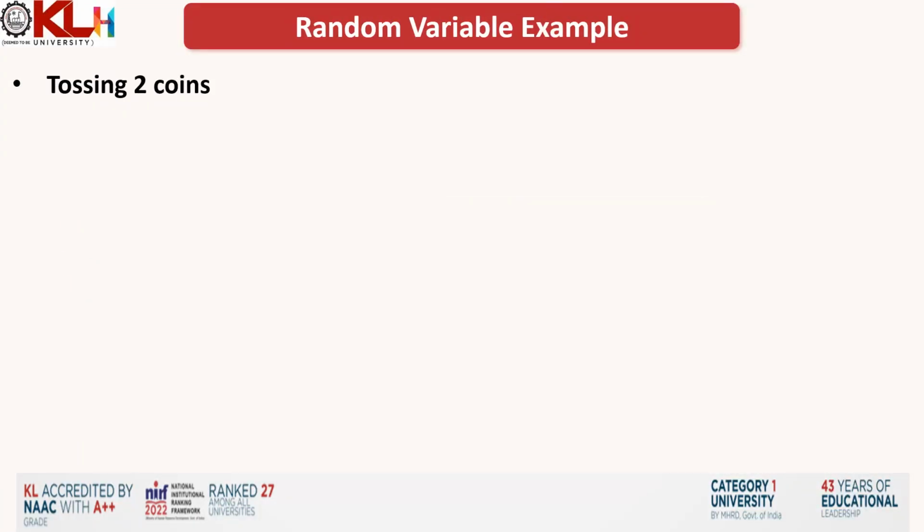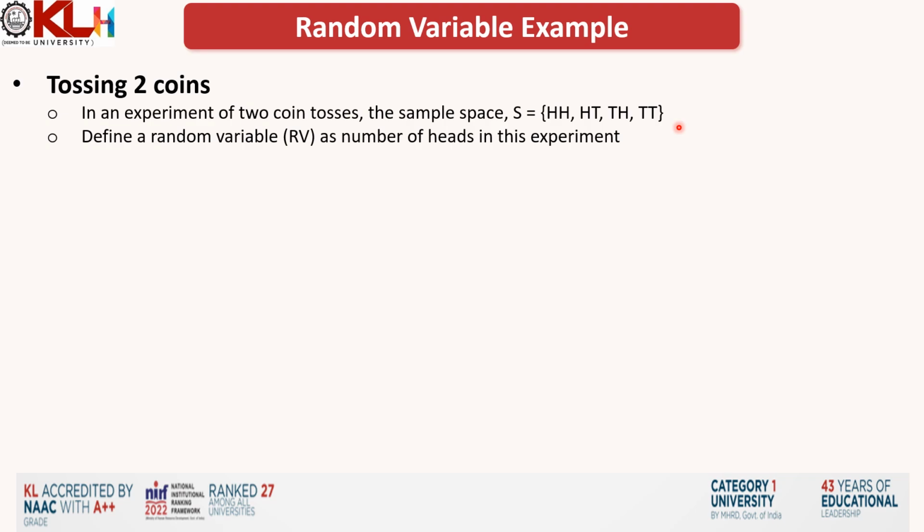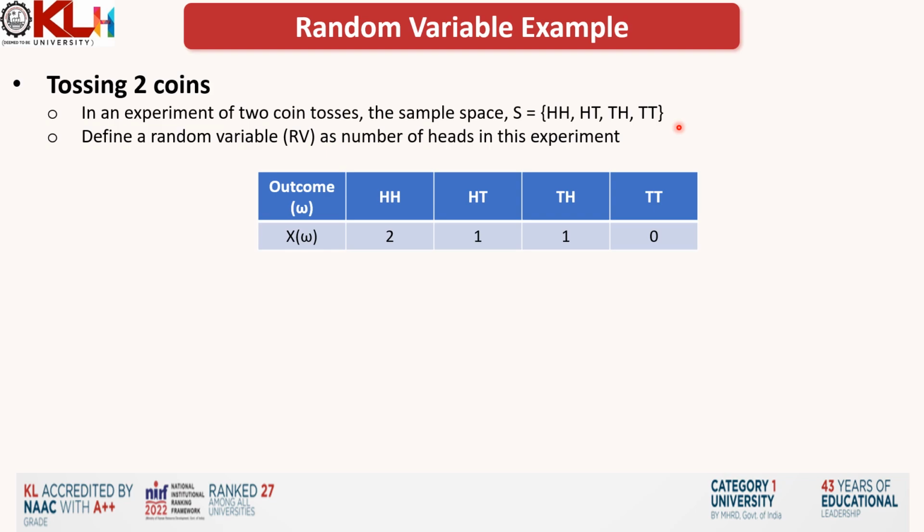Let's look at an example where we toss two coins. In this experiment, the sample space consists of four outcomes: head head, head tail, tail head, and tail tail. Let's define a random variable for this experiment as the total number of heads. If you look at this table, the first row lists all the possible outcomes, and the second row has the random variable where we count the number of heads. So X can take values between 0 and 2.